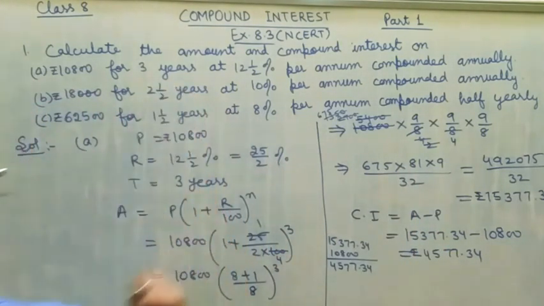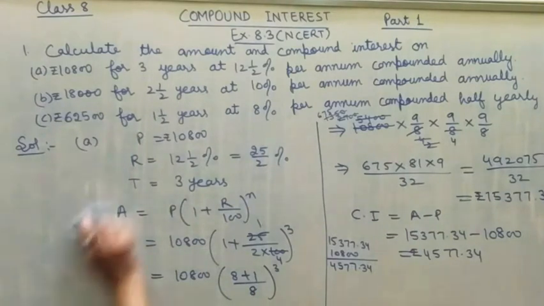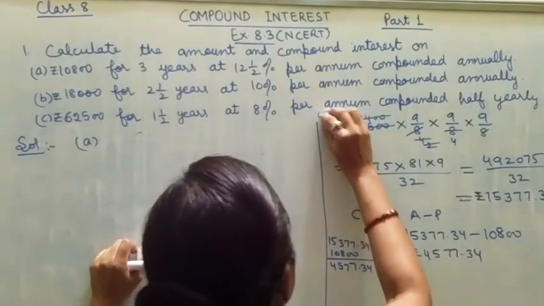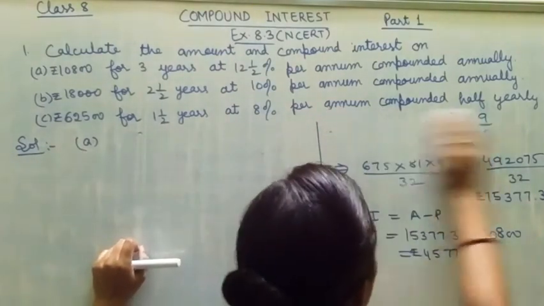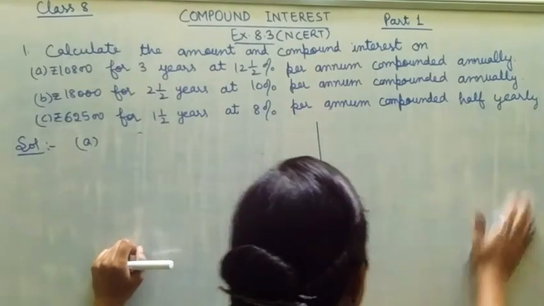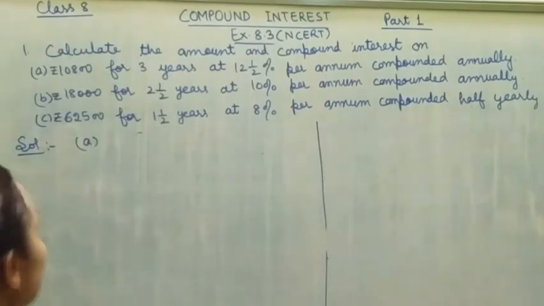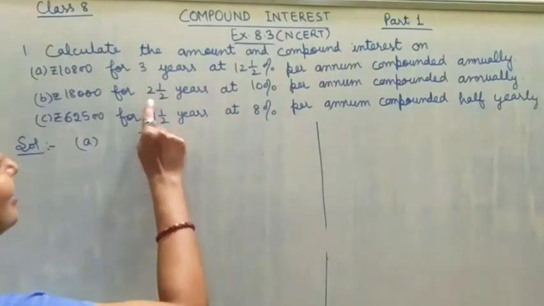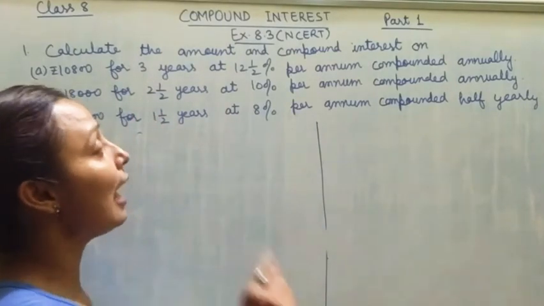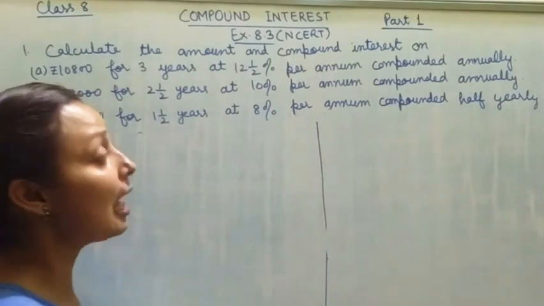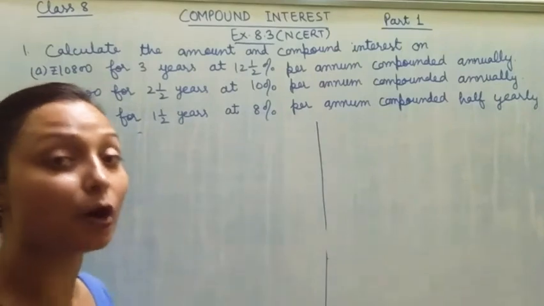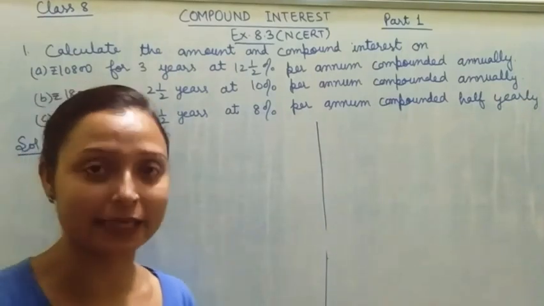Okay, now come to the second question. In the second question, the time is given as a fraction. So how can we find the compound interest when the time is a fraction? There are two procedures. First, I calculate for 2 years using the amount formula, and then for the half year with simple interest. The second is to put these values directly into the amount formula. I will go through the second method.